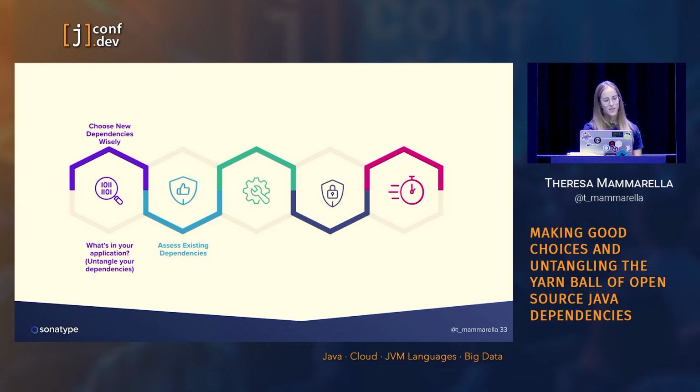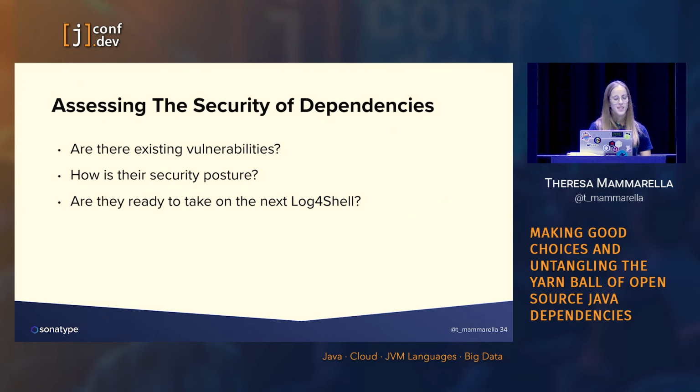All right, so we've got our scanning tool, we've got our SBOM, we know exactly what's being used across the build system. Now, you have to assess: was that actually what you meant to do? Is this okay? Things like, are there existing vulnerabilities that you maybe weren't aware of? What's their security posture like? And are they ready to take on the next Log4j?